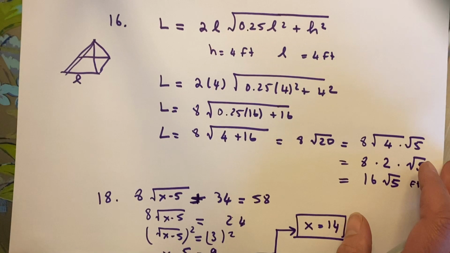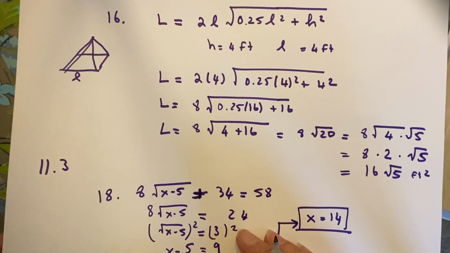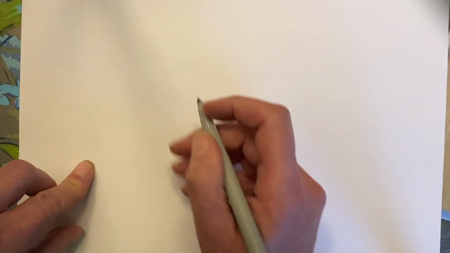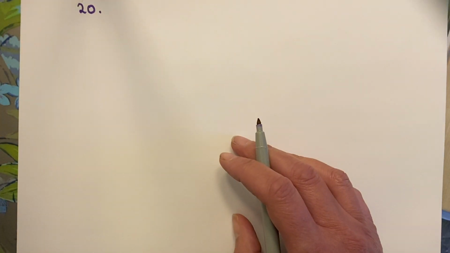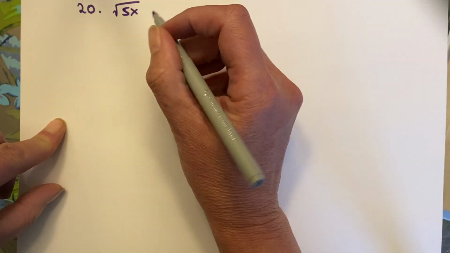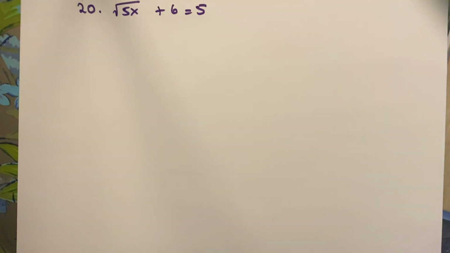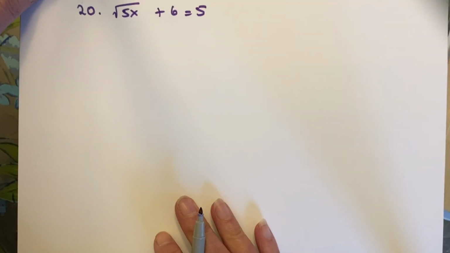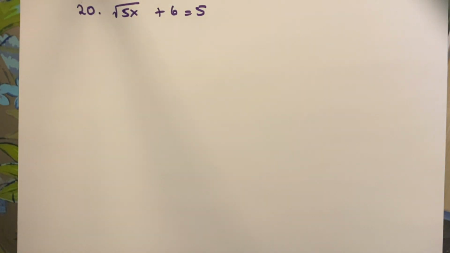Okay. So let me just go back and label that we're now in section 11.3, which was about halfway through the review. Let's look at number 20. Number 20 says the square root of 5x plus 6 equals 5. Okay, so stop the video, start solving this, and come on back and we'll see if you did it correctly.